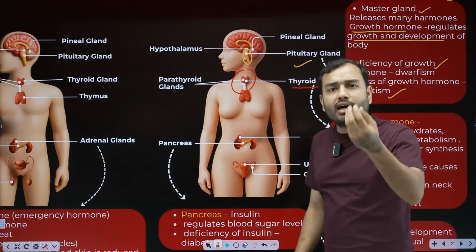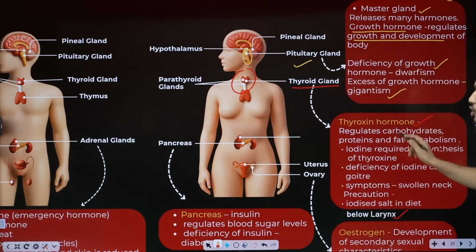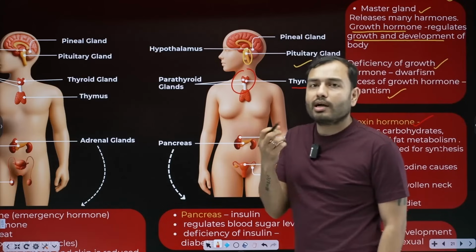Which hormone does the thyroid gland release? From the thyroid, the thyroxine hormone. Which one does it release? The thyroxine hormone. What is the work of the thyroxine hormone?